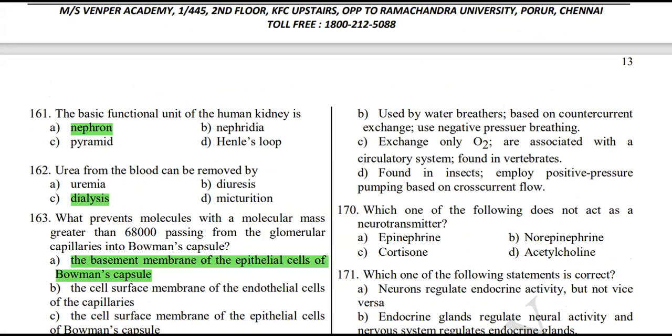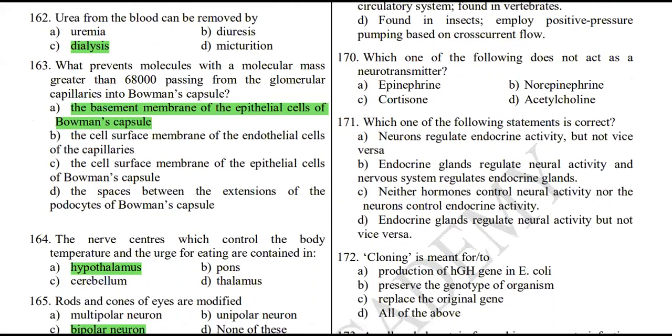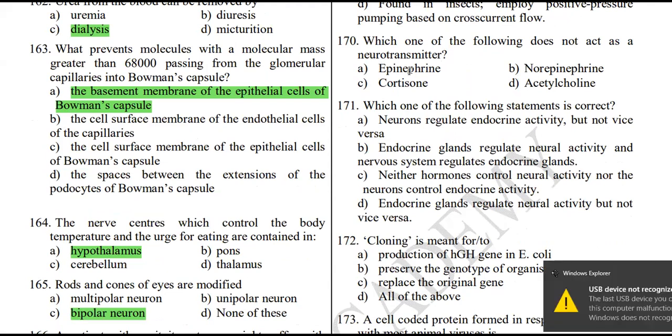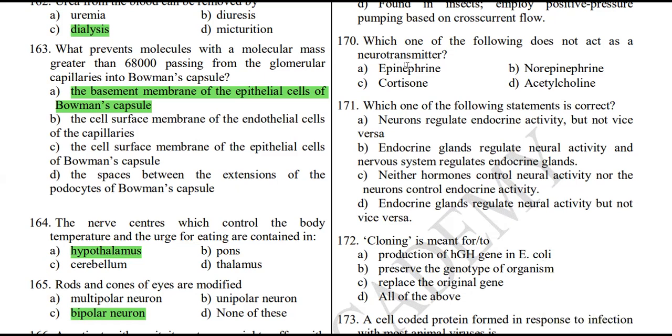Which one of the following does not act as a neurotransmitter? Neurotransmitters are the ones which are actually transmitted through the neurons. Epinephrine is otherwise called adrenaline. Norepinephrine is called noradrenaline. Adrenaline is secreted only when you're feeling stressed. Norepinephrine or noradrenaline is released every time.